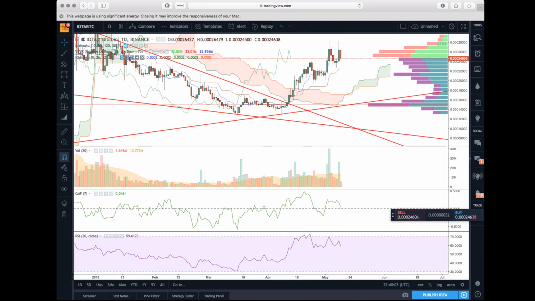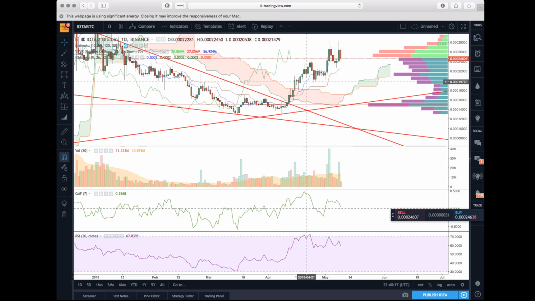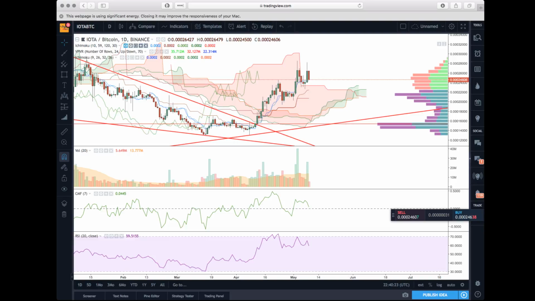Now let me see what the difference would be. So yeah, the conservative settings still would not have given me an earlier call on that. But you'll notice we did break out of the cloud on the conservative settings, which is good. And we definitely broke out of the cloud on the default settings. We've got a twist on that and a twist on the conservative settings. So IOTA is looking bullish. It looks like it's in kind of a bullish trend.